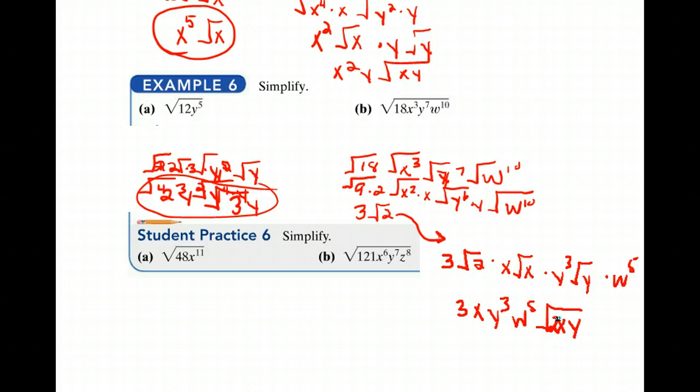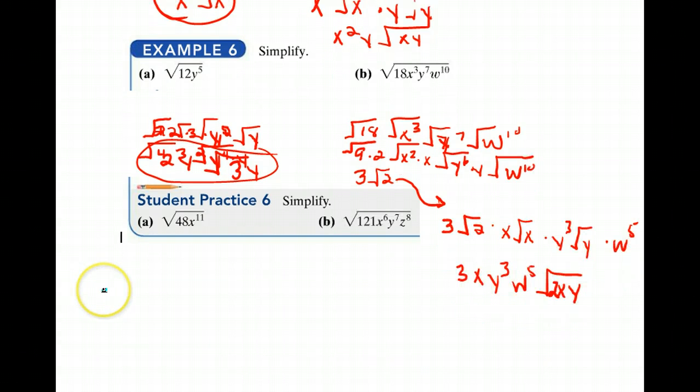So final answer there. Now I would like for you guys to do student practice A and B on your own. Please take a minute and complete those, and then we will come back together and check our work in just a moment.